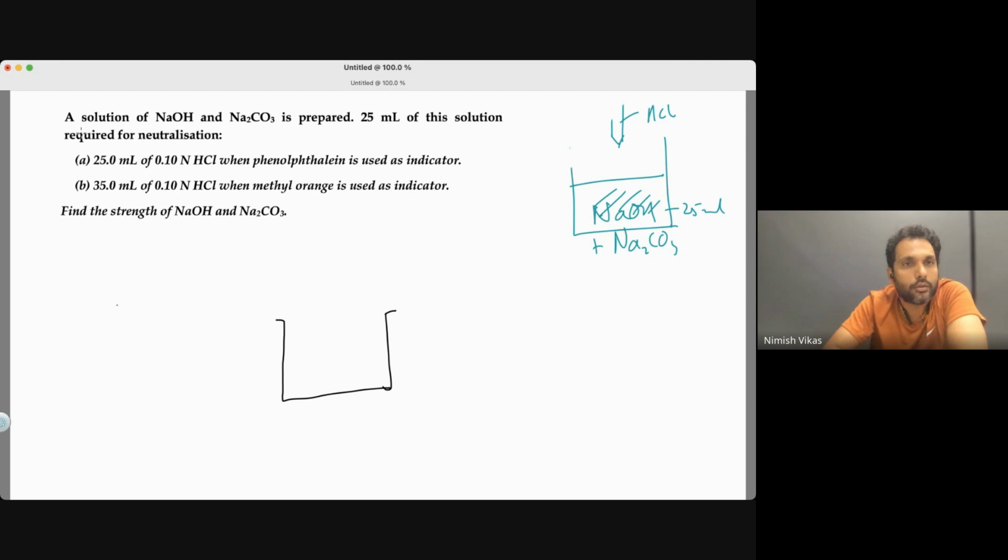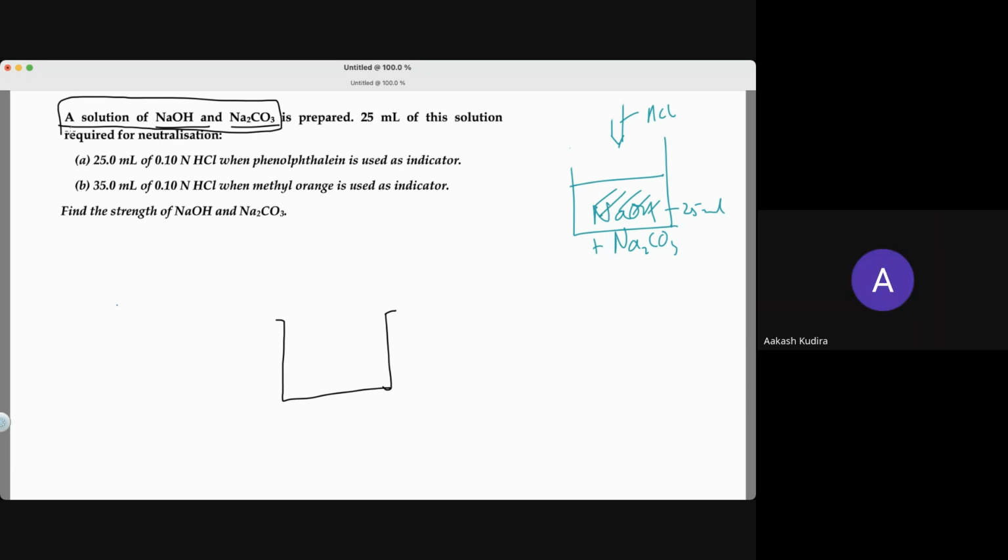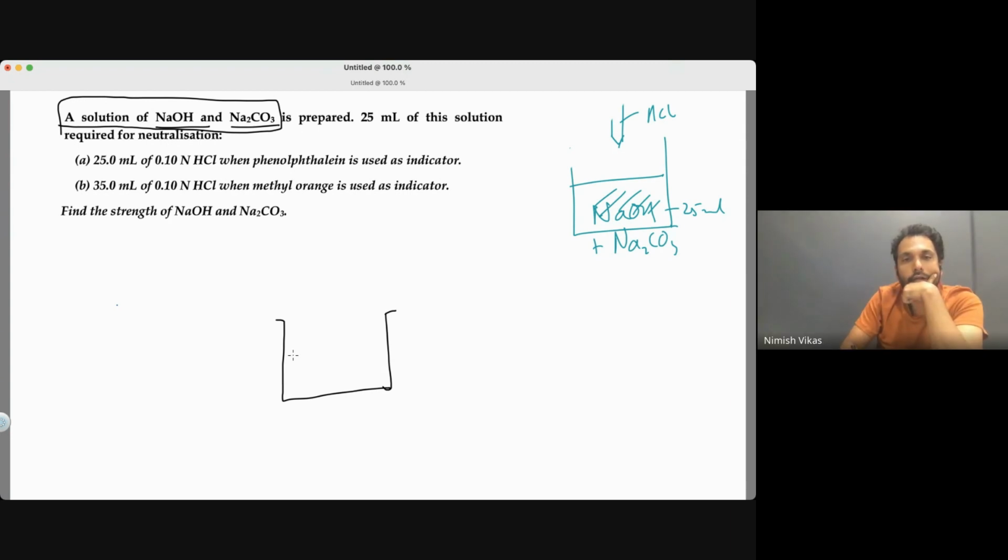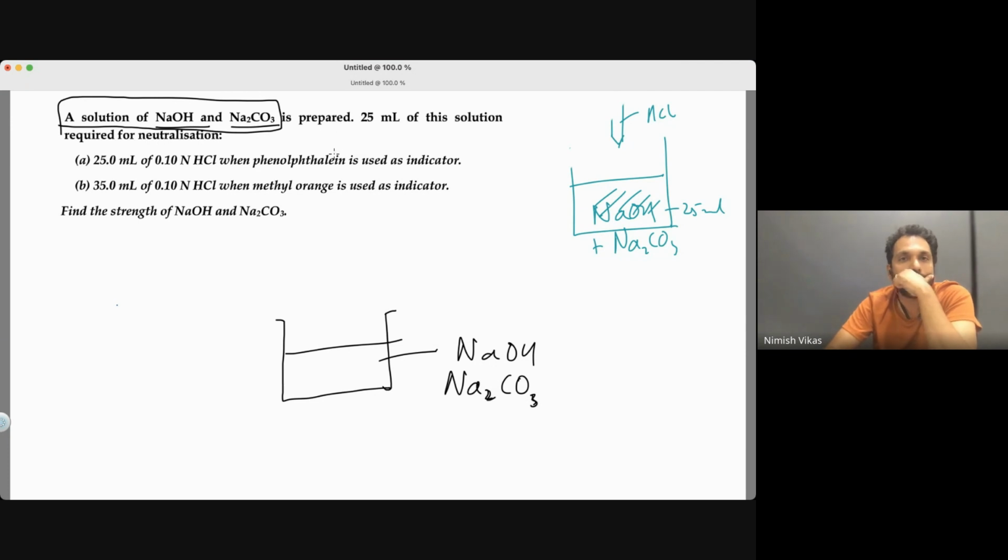No, read it. A solution of this and this. That is what I told you, they will not react. You read the question and tell me what you understand. A solution of NaOH and Na2CO3. What do you mean by this? It means NaOH and Na2CO3 are mixed in water. Correct, they are mixed. So we have a mixture of NaOH and Na2CO3. Then read further: is mixed and prepared. Full stop.